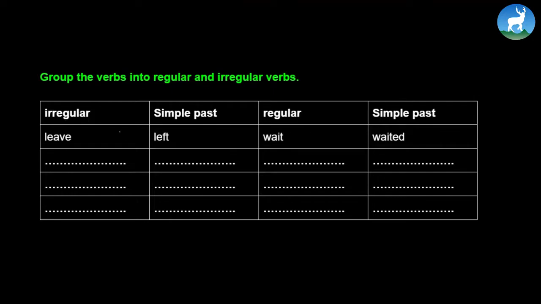Why is leave irregular? Because when the verb changes, it becomes left. It doesn't add ed here. We don't write leaved. So I'm going to do two more for you. Here I would say teach, because its simple past is taught. Similarly, I can write go, because its simple past is gone. There are many more, and you'll have to figure them all out.